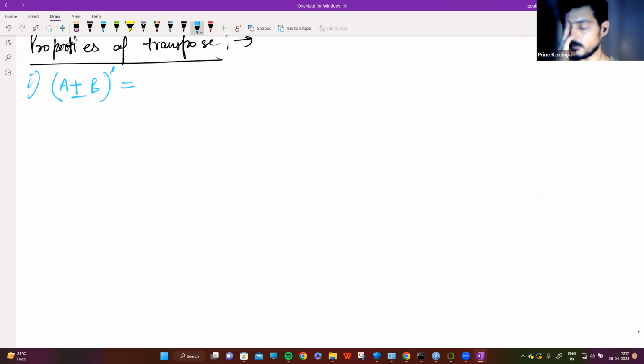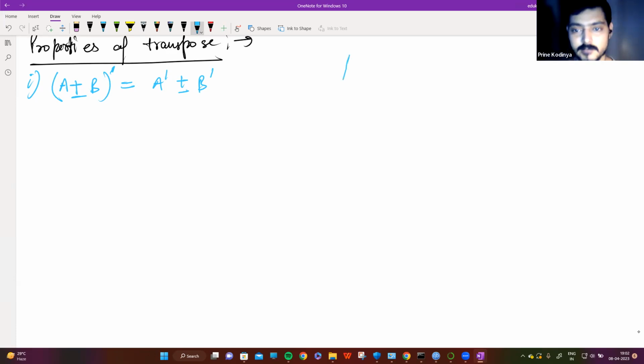So if you are adding two matrices or maybe subtracting two matrices and taking the whole transpose, it can also be done if you take their individual transpose and apply the same operation. So maybe you are adding two matrices and then taking the transpose. That will also give you the same answer as taking the transpose first and then adding. This is one interpretation of this expression. Now the second interpretation is that you can distribute transpose over addition and subtraction directly.